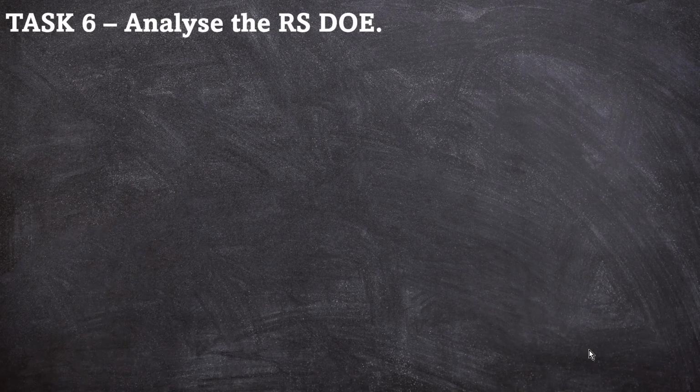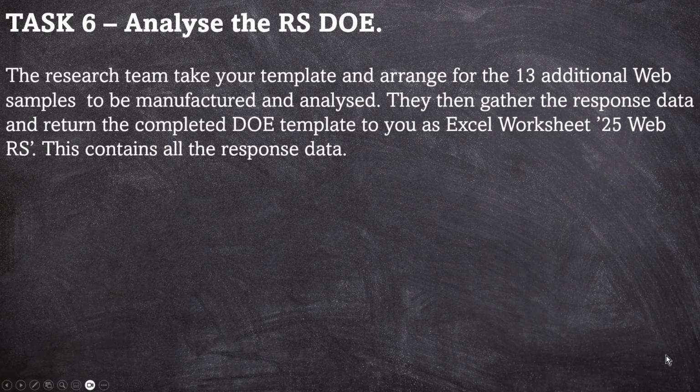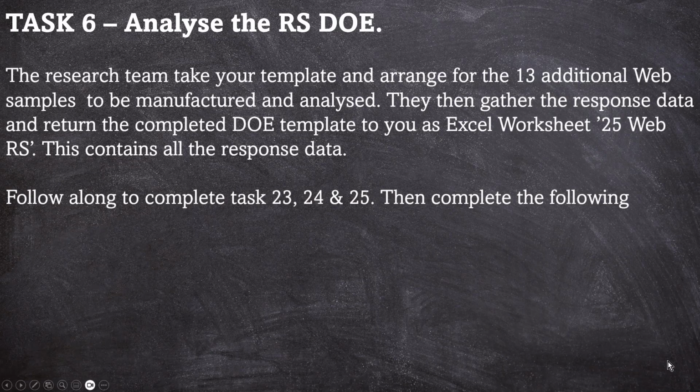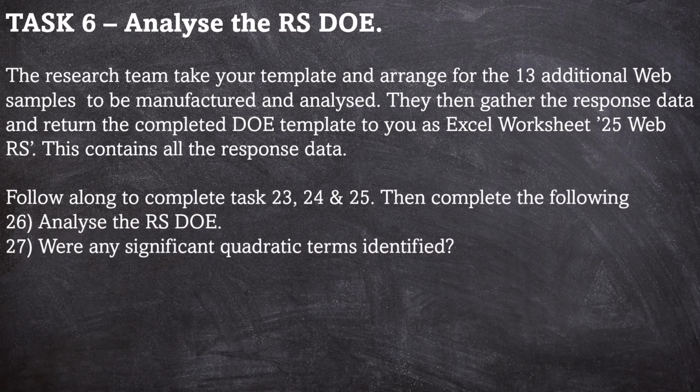Now we're on to task 6, analyze the response surface DOE. So the research team took our template. They conducted the 13 additional runs, they analysed the strength of the material, they then gave us back a worksheet called 25 WebRS, which contains the response data. Now what we have to do, you're going to follow along as I copy that data into Minitab. Then we're going to analyse the response surface DOE. Then we're going to answer the question, were any significant quadratic terms identified? Remember, Minitab advises us not to have a look for additional terms.